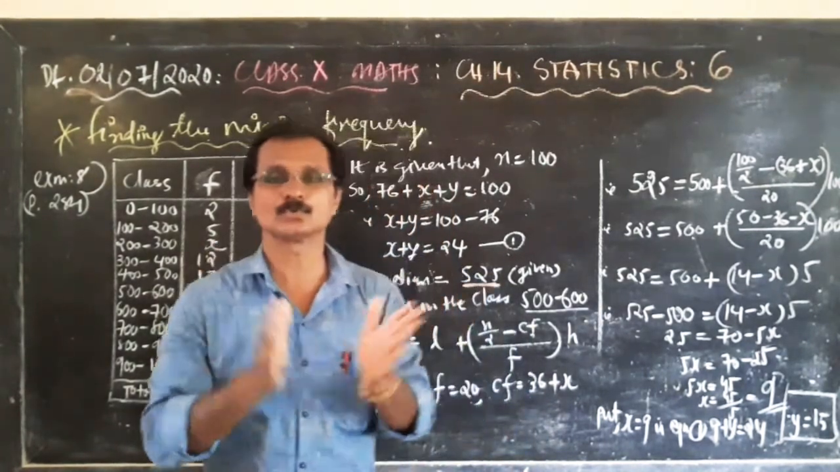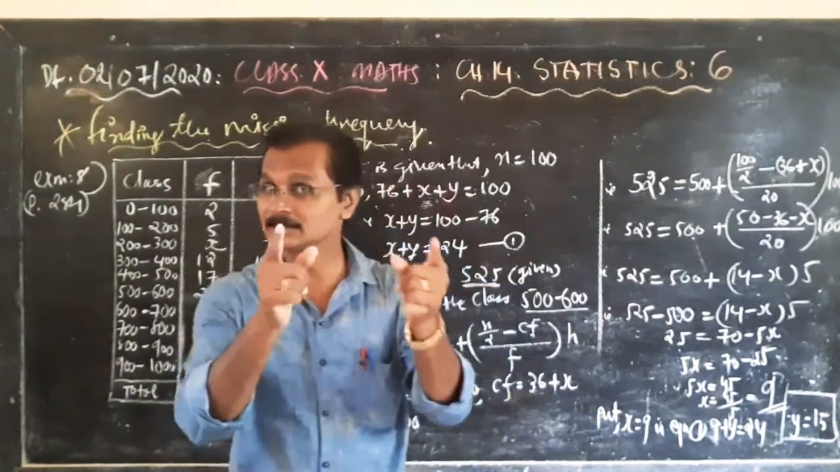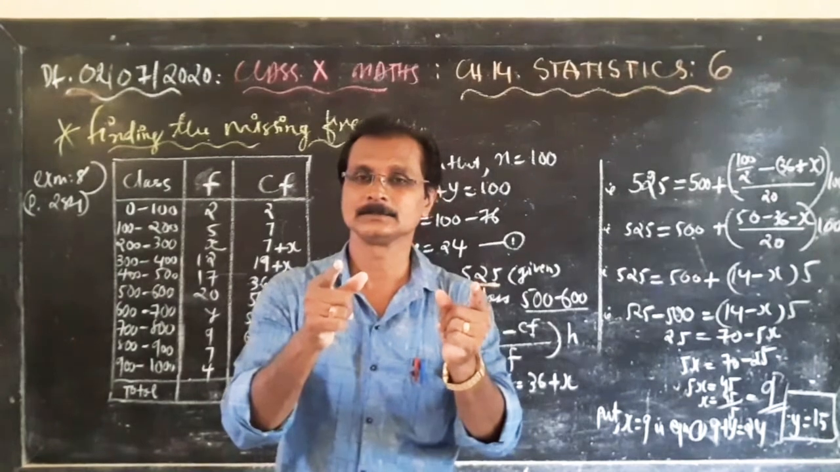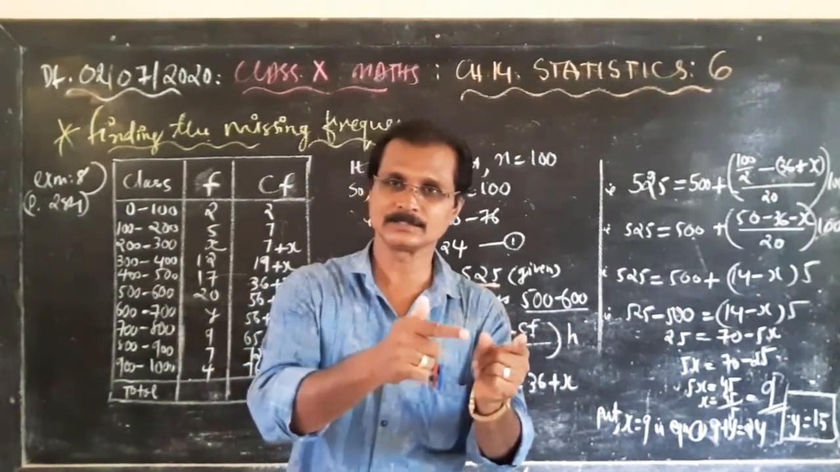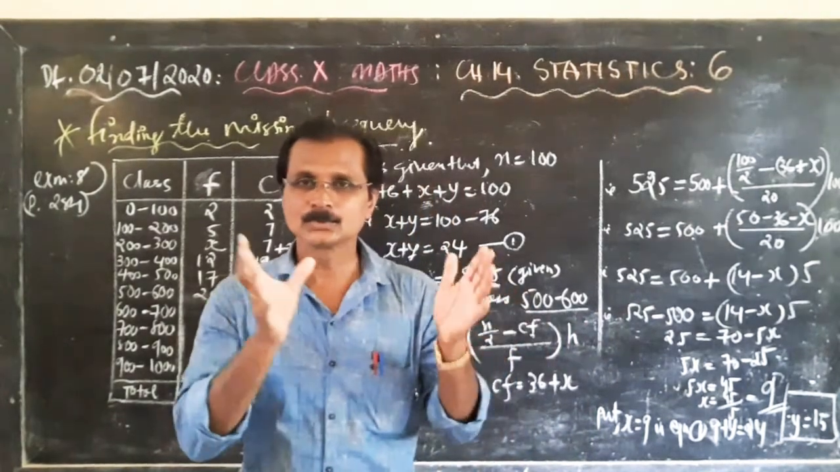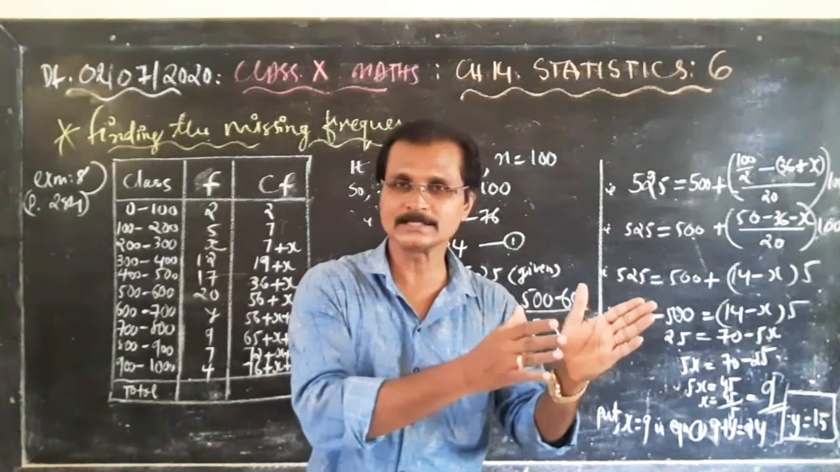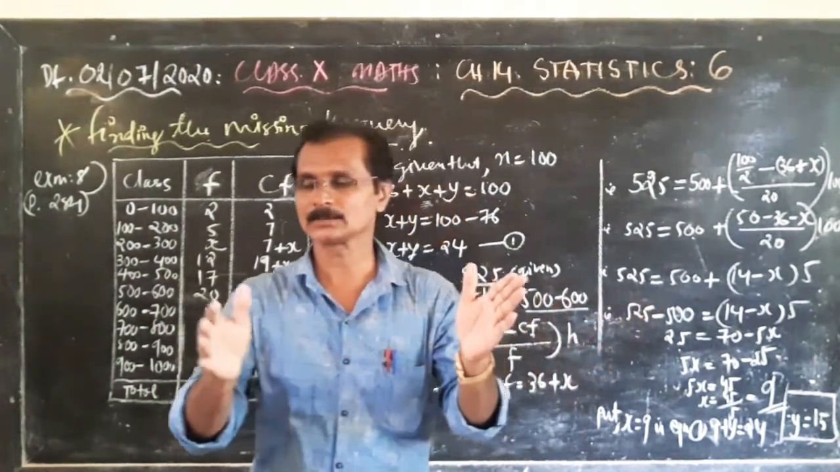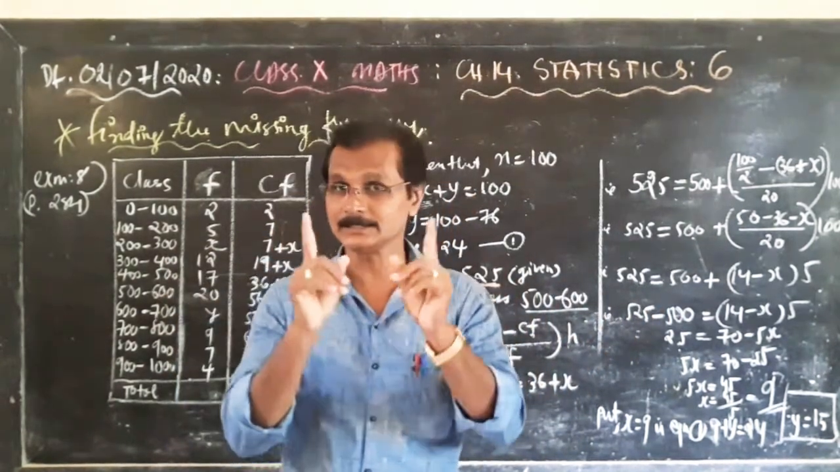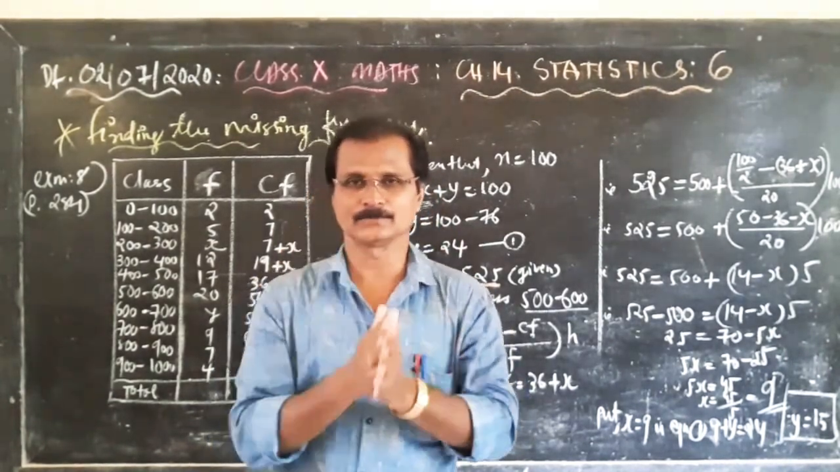Okay, so these two clues: one is the median is given and another one is the total frequency. So that you should remember. In finding out the missing frequency, some clues will be given. Here two clues are given. One is the median, already given, and also the total number of frequencies is given. So that is very important. So note down these two points.